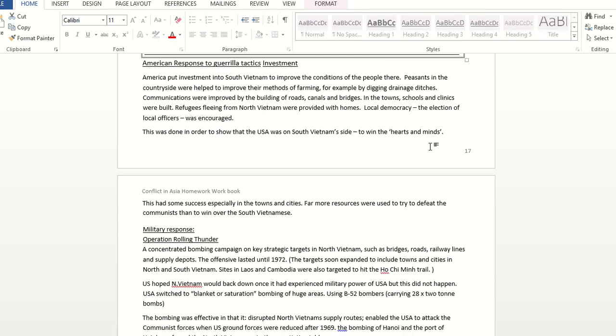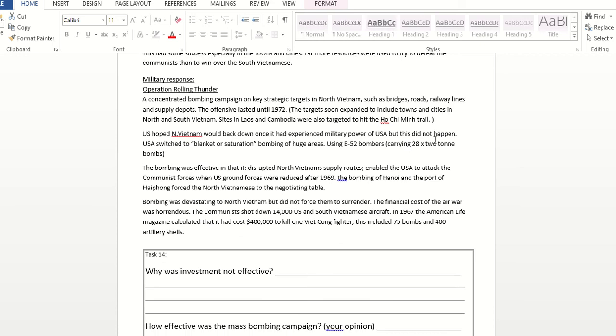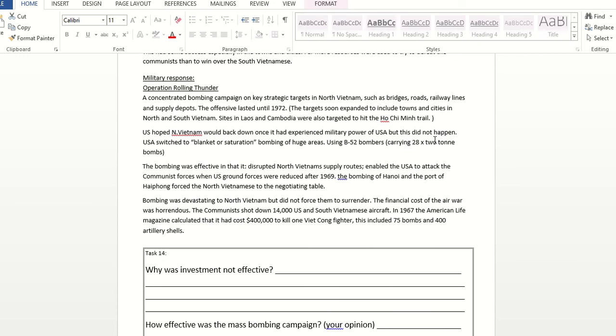Now we've looked at the Viet Cong tactics, let's look at the American tactics. And there were three main tactics. The first was the one that we mentioned last time. This was the intense bombing of North Vietnam and Vietcong targets. It was called Operation Rolling Thunder. It aimed to bomb the Viet Cong into submission and disrupt their supply routes.